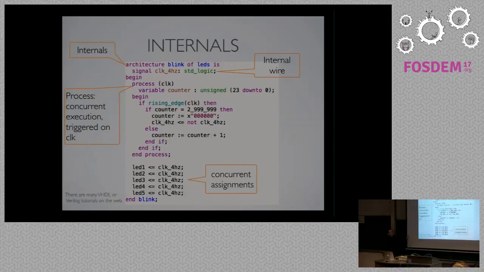And how do I convert from 3 MHz to 4 Hz? I just use a counter that is incremented each time the clock has a rising edge from 0 to 1. So each time the clock is rising, either I have reached the top of my counter, which is 3 million minus 1, and so I reset the counter to 0 and then I switch the clock. Or if I haven't reached the maximum of my counter, I just increment it. So the counter will increment until 300, and then at 300 it will revert to 0 and switch the 4 MHz clock.